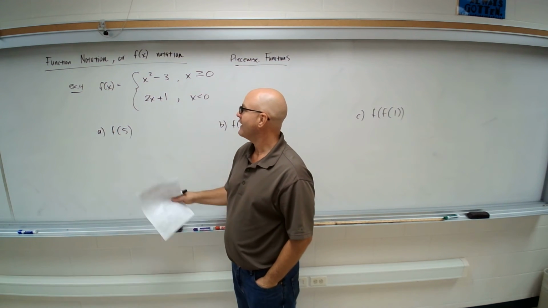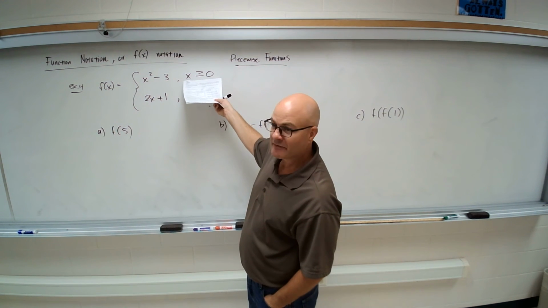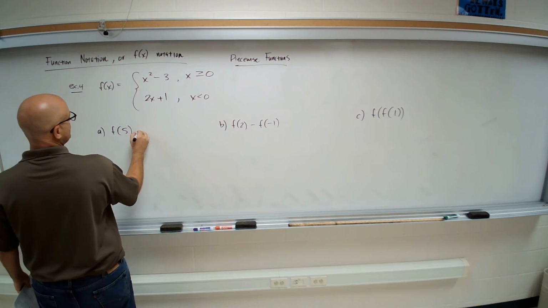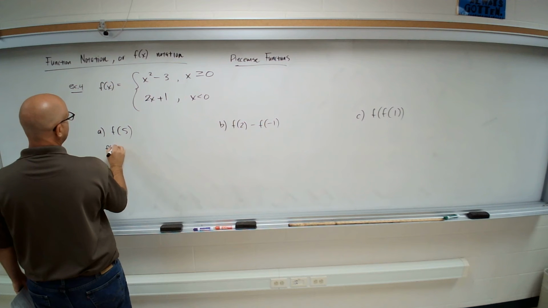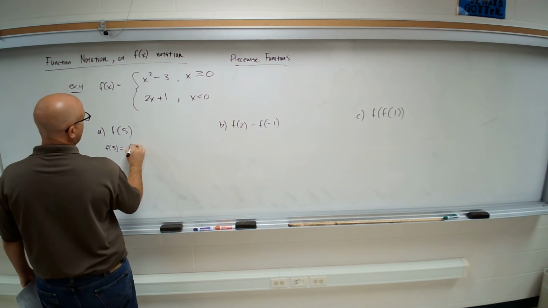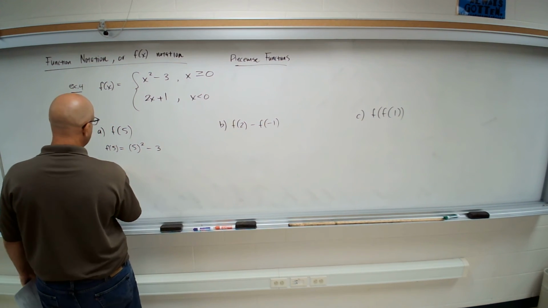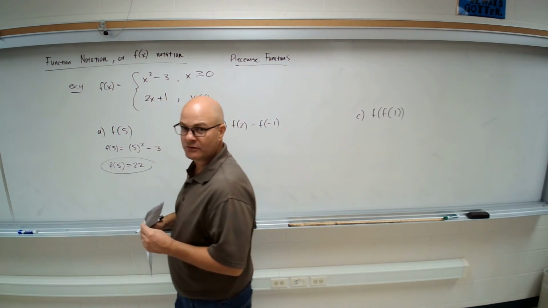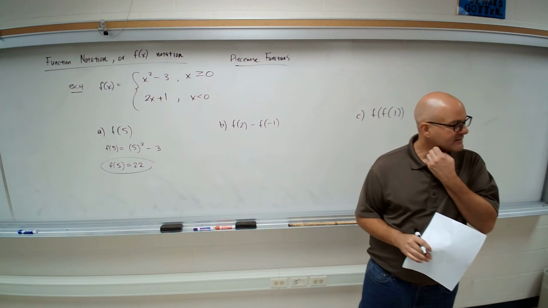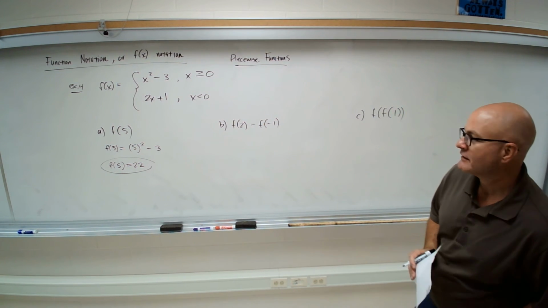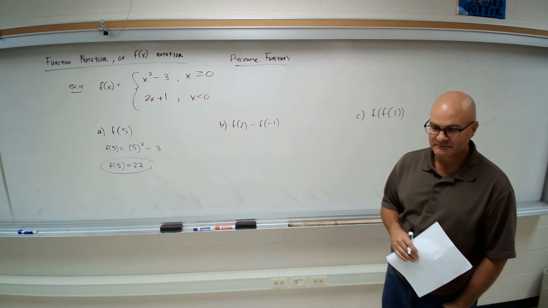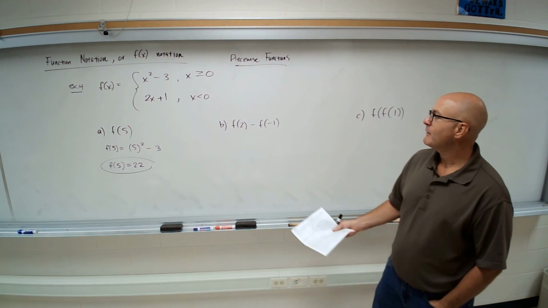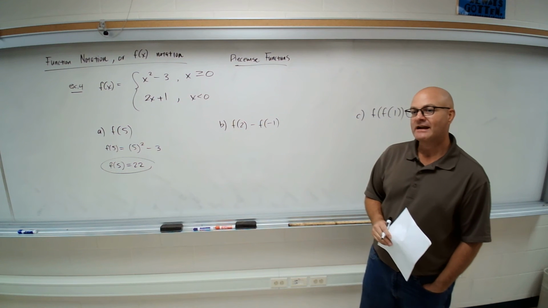So for f of 5, well, I look, is 5 greater than or equal to 0? Sure is. So that's my equation. So f of 5 equals 5 squared minus 3, which would be 22, correct? So if I were to graph this piecewise function, the point 5, 22 would be on that piecewise function. Good? All right. Here we have f of 2 minus f of -1.